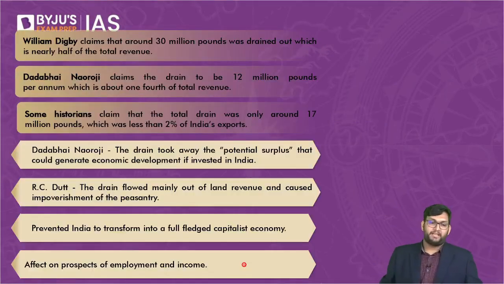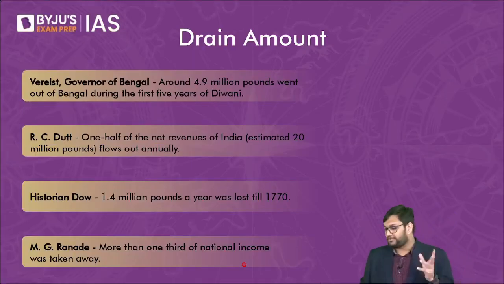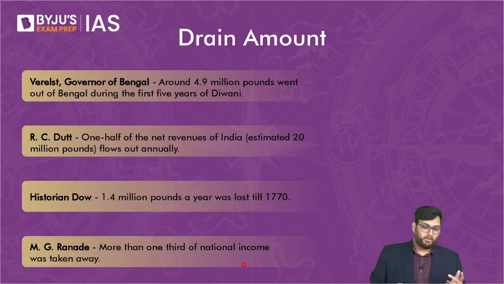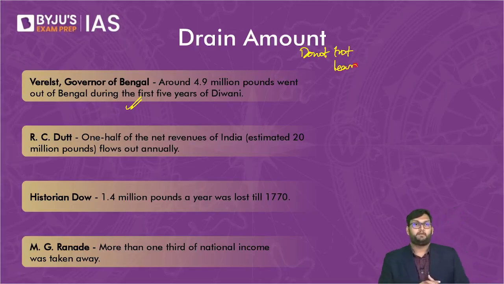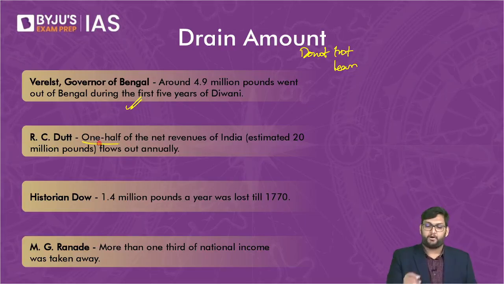Therefore, there have been different attempts to estimate how much money was taken from India. So, the governor of Bengal, you don't have to learn this, do not learn, said that 4.9 million pounds, which means 49 lakh pounds, went out of Bengal in the first 5 years of Diwani. R.C. Dutt argues that half of the total net revenue, which is close to 20 million pounds, was taken away every year.